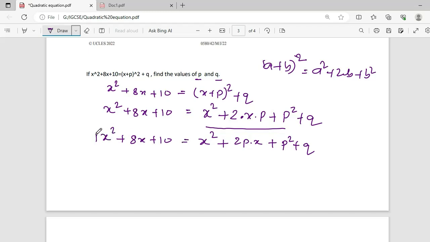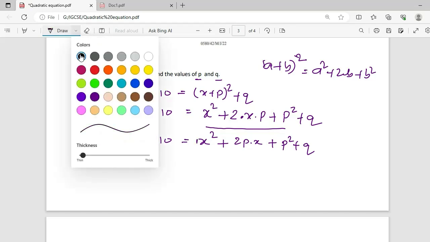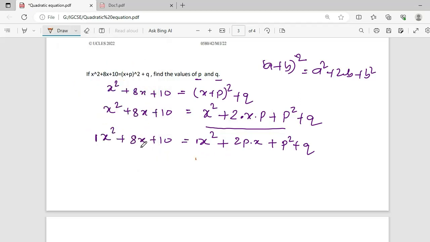So one is there, one is there, so the first term is fine. Now we'll go with the other term. If you see here, the coefficient of x is 8 on the left, and on the right the coefficient of x is 2p. So in this scenario, 8 is equal to 2p. So p is equal to 8 upon 2, which is going to be 4. Okay.